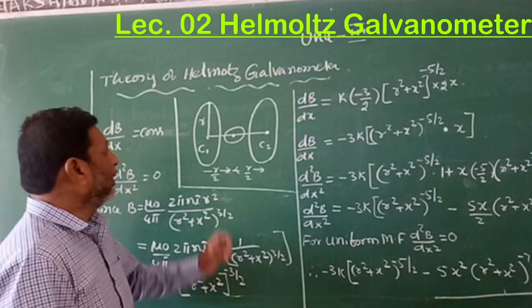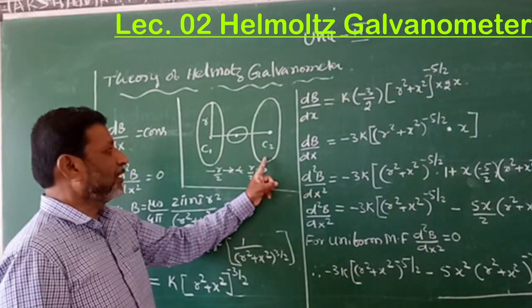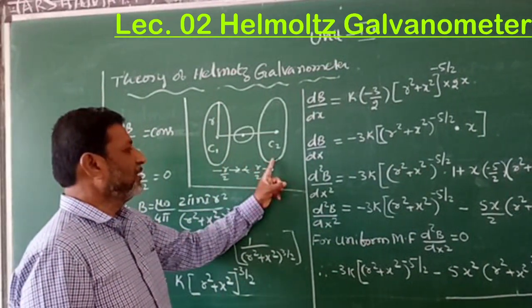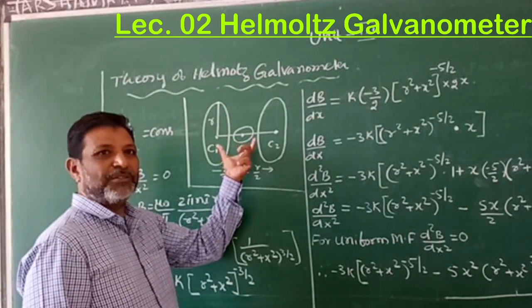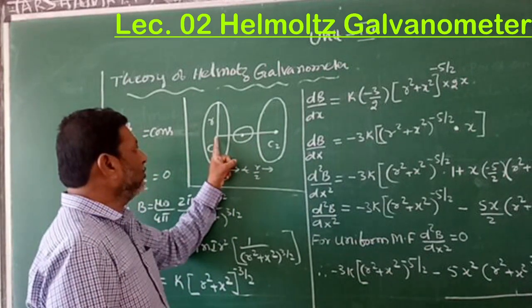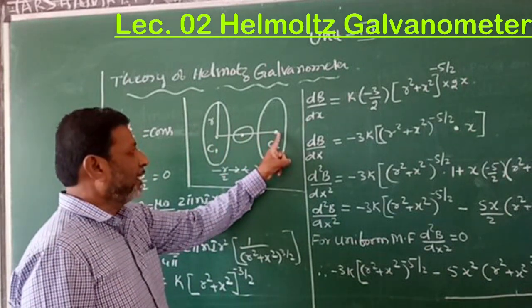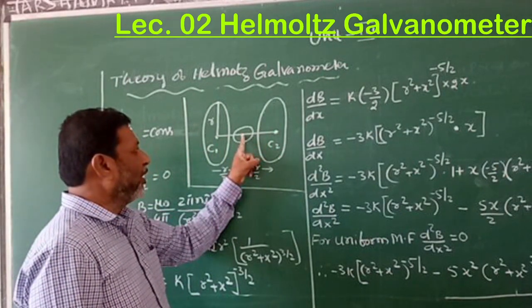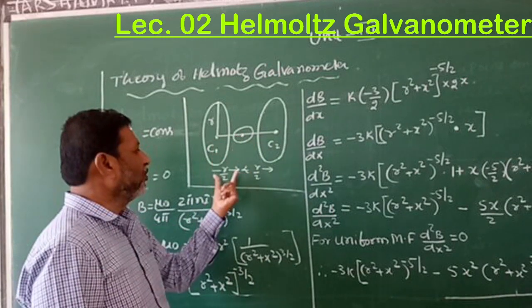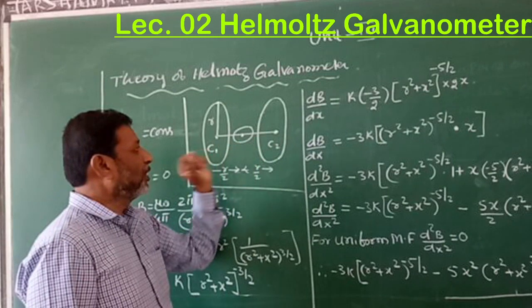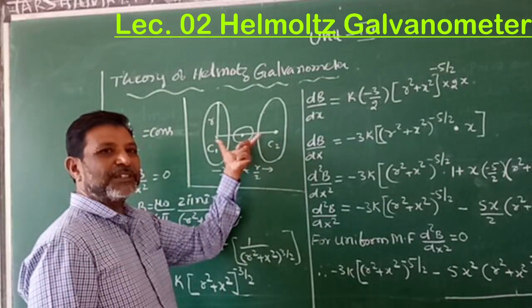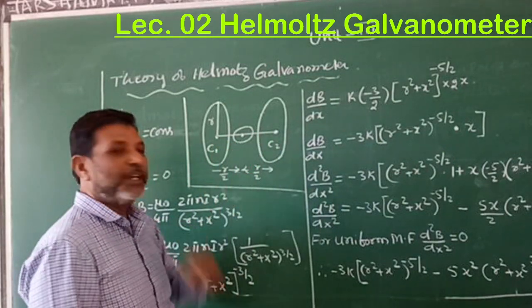Now here in the figure, let us consider this is one coil and this is another coil, the two identical coils, separated by a distance equal to the radius of one of the coils, as already told. That means from here to here it is the radius, and this is the midpoint, so this distance is r by 2, and this is also r by 2. The total distance between the centers of the coils is equal to the radius.